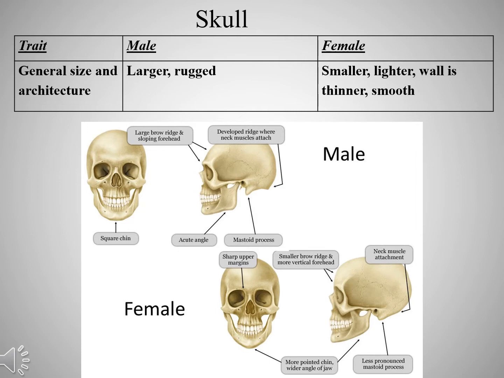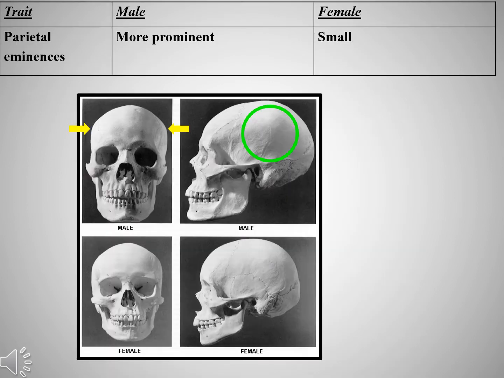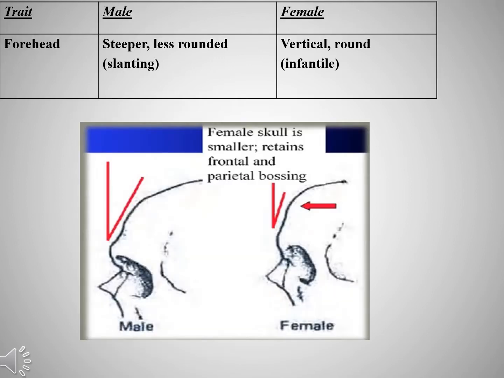General size and the architecture of the skull. The male skull is larger and rugged, whereas in the female skull, general size is smaller, lighter, and wall is thinner, and it's also smooth. Parietal eminences in the male skull is more prominent, whereas in the female skull, small. Forehead in the male skull is steeper and less rounded. In the female forehead, it's vertical and round.